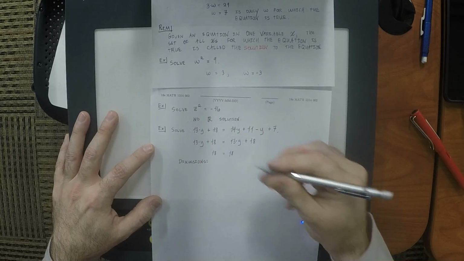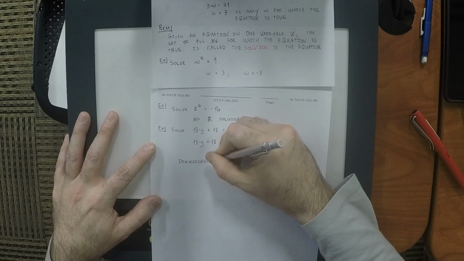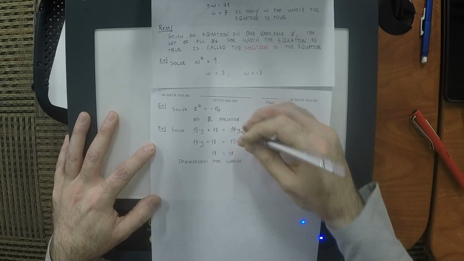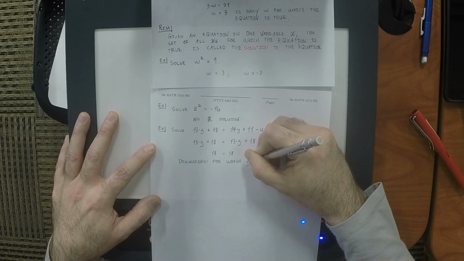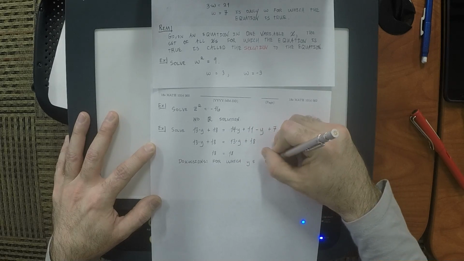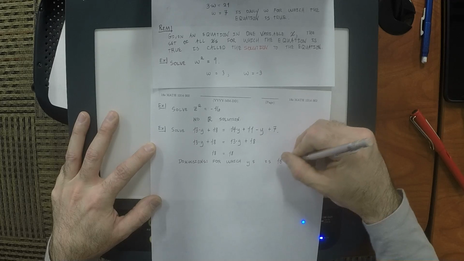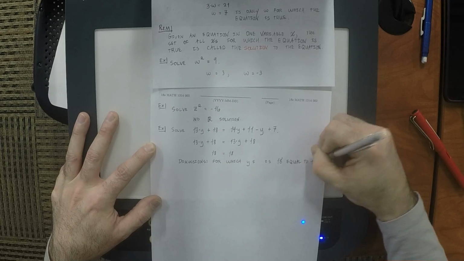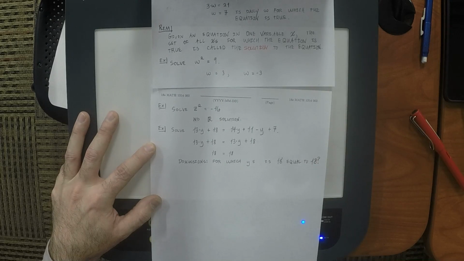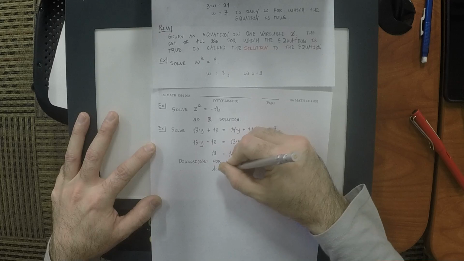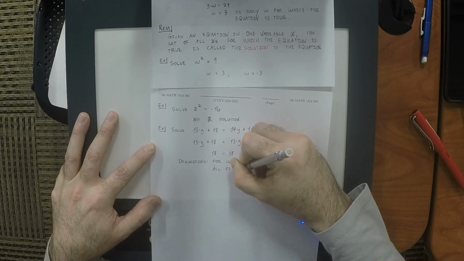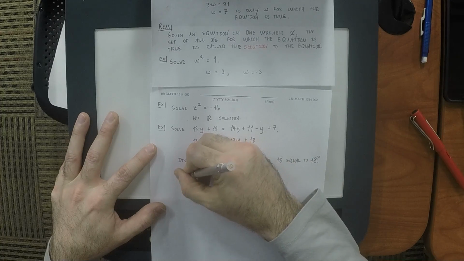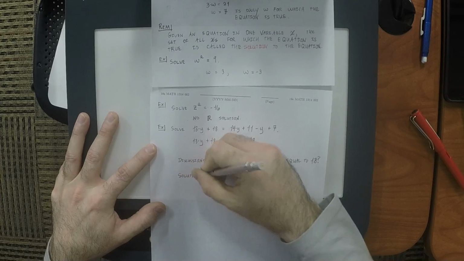The discussion is, for which y's is 18 equal to 18? And the answer is all of them. Okay, so then the solution is what? All reals.